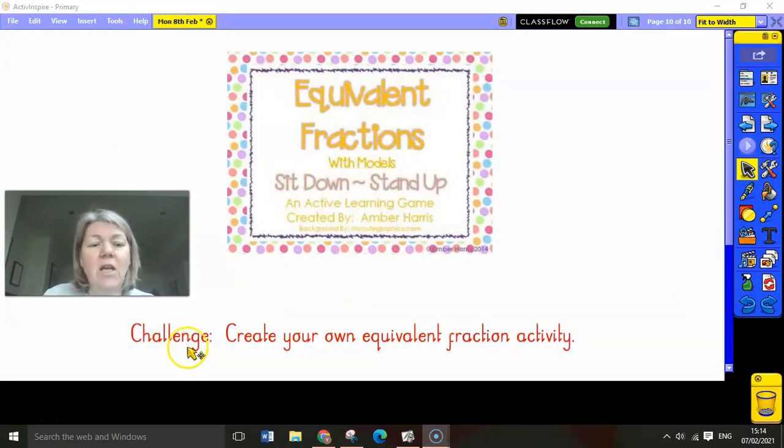Right, okay. So your challenge. That was quite a nice activity, got you moving up and down, up and down. Can you create your own equivalent fraction activity, I wonder? Maybe get a bit of action in it. Maybe you could do stand on one foot if they're equivalent, jump in the air if they're not. I don't know. I'm going to leave it up to you, but it'd be really nice to see some of your activities that you come up with today.